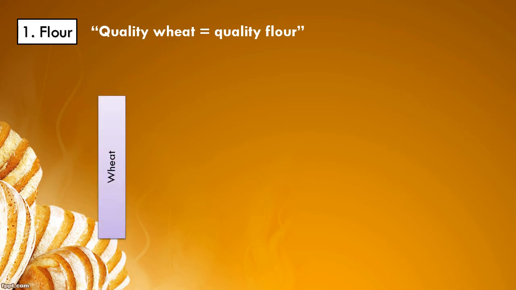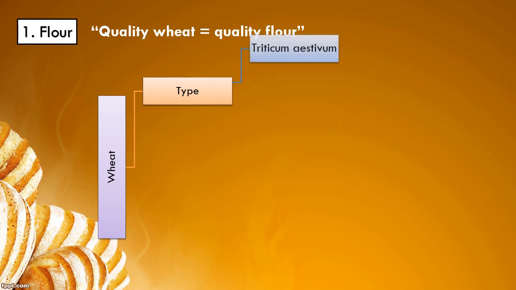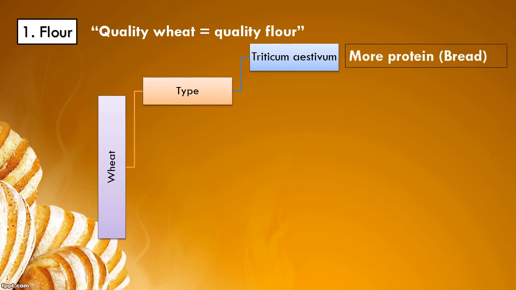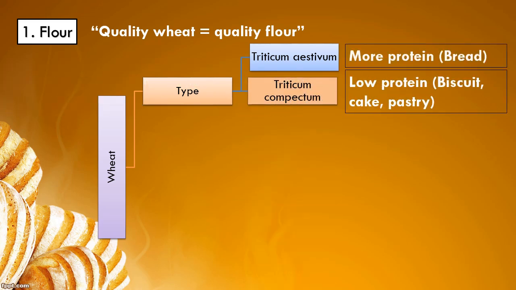First goes the flour. The quality of wheat is the main determinant of the quality of flour. The quality of wheat is based on three factors. The first one is the type. It is again classified into three: Triticum aestivum, Triticum compactum, and Triticum durum.